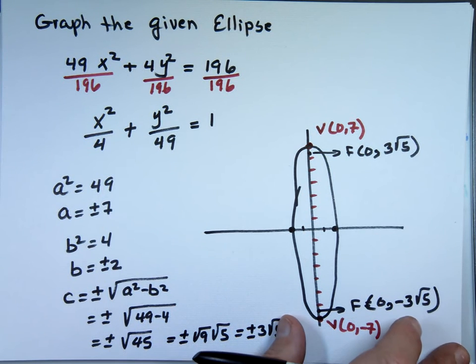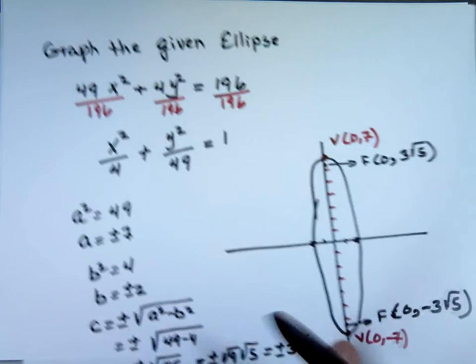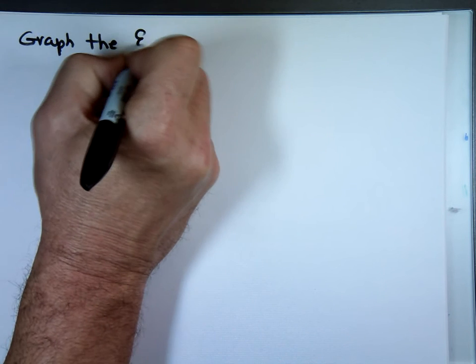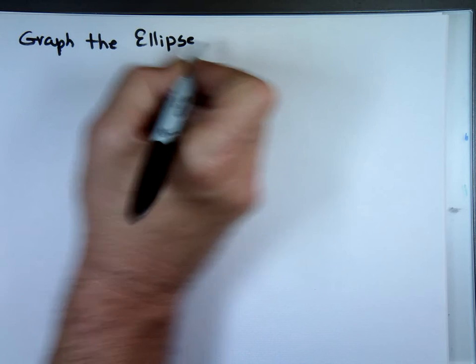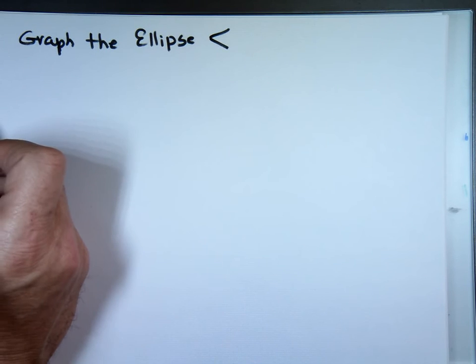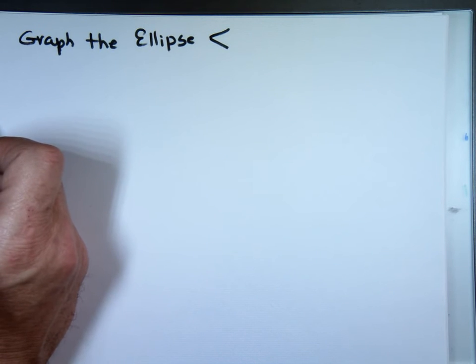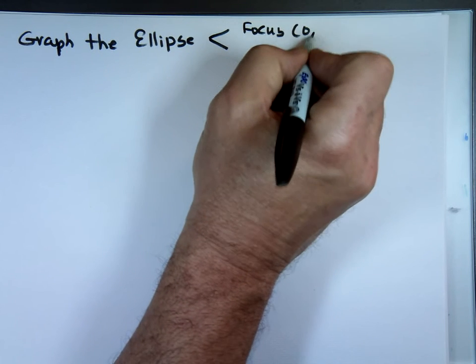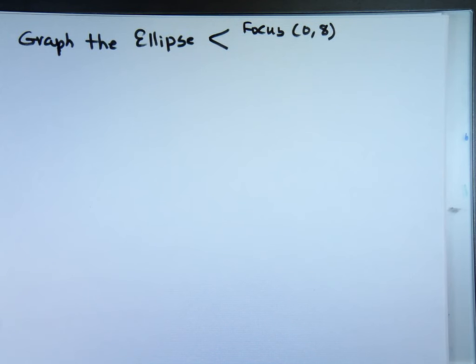Let's try another one. Might give you a different trick on it. Again, all these are ellipses. So this is what we know about this. Graph the ellipse. What's given to us? Two things. One of them, it says the focus is 0, 8. And the second piece to that, major axis equals 34.